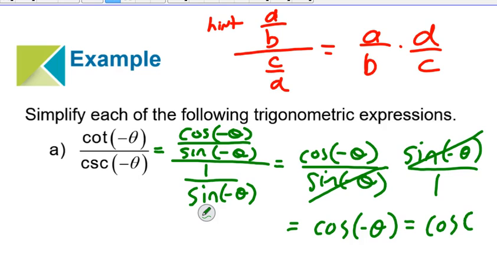Even function. Sarah, you applied the odd property. Sine of negative theta is negative sine theta, but because cosine's even, the cosine of a negative angle is the same thing as cosine of the positive. Okay, makes sense?